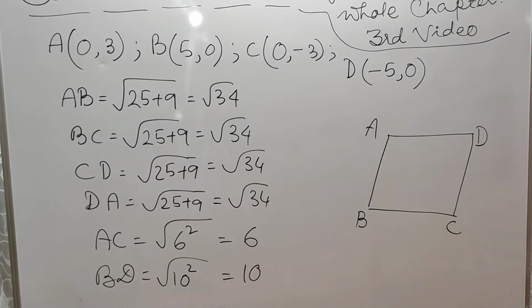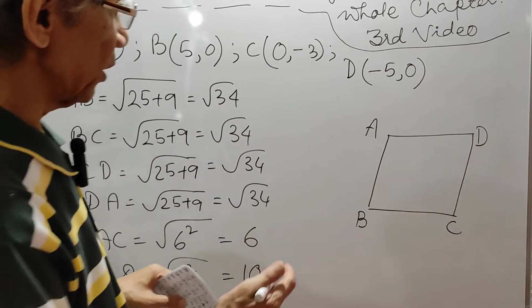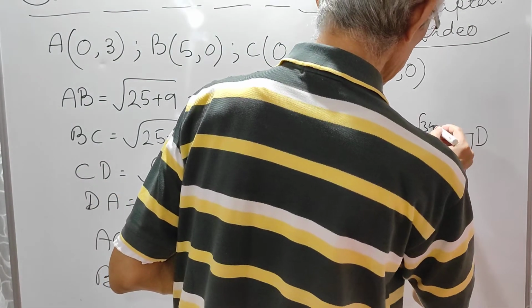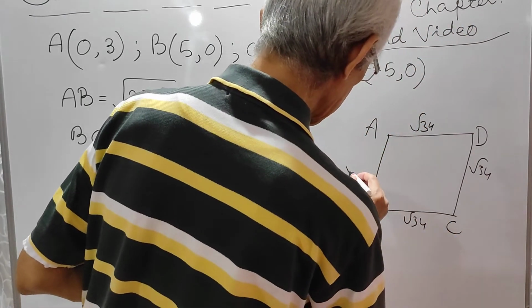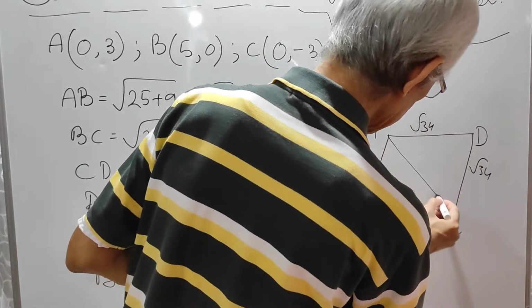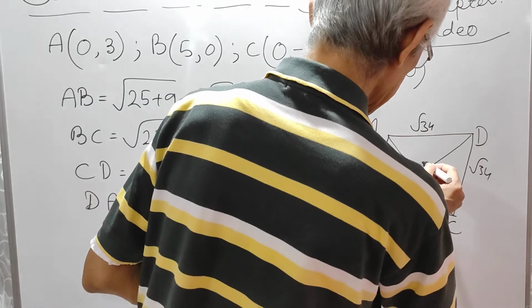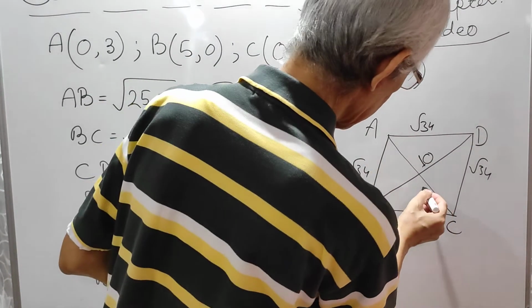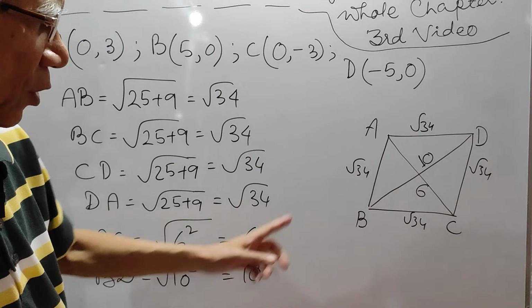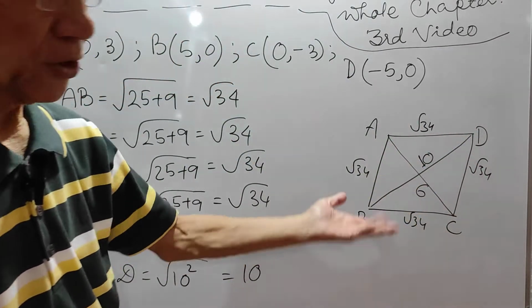Okay, so see, all the 4 sides are equal. AB, BC, CD, DA are root 34, root 34, root 34, root 34. And these are the 2 diagonals. The longer one is 10, and the shorter one is 6. So all the four sides are equal and diagonals are not equal. This is 10, this is 6. So it is a rhombus.